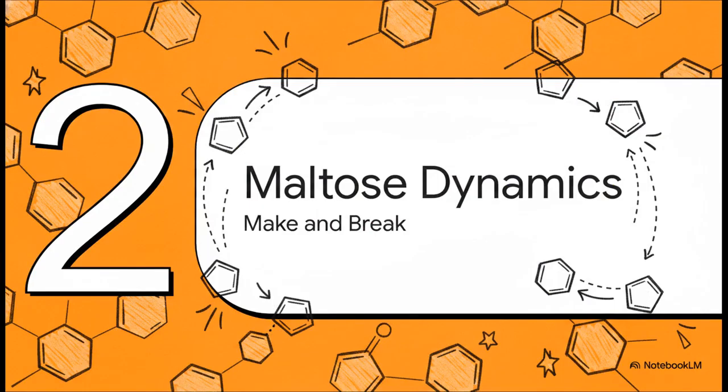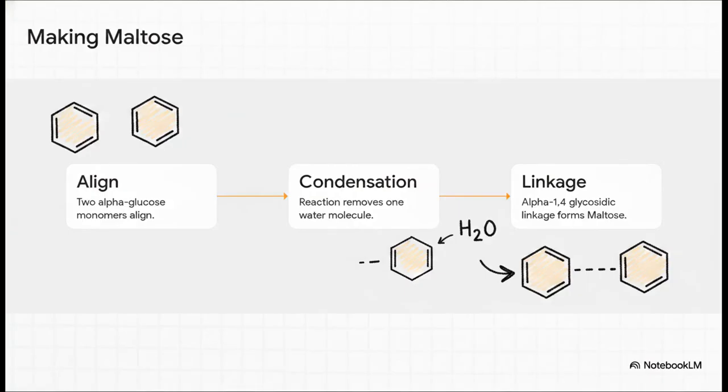Let's move to part 2, making and breaking maltose. So how do we actually snap these individual bricks together? Well, it happens through a process called a condensation reaction. Here's how it plays out. First, 2 individual alpha-glucose monomers align right next to each other. Then, a chemical reaction occurs that specifically kicks out one molecule of water, H2O. And finally, the removal of that water allows the 2 glucose molecules to bond together. This forms what we call an alpha-1,4 glycosidic linkage. And boom, the result is our disaccharide, maltose.